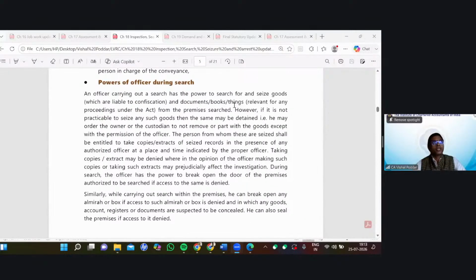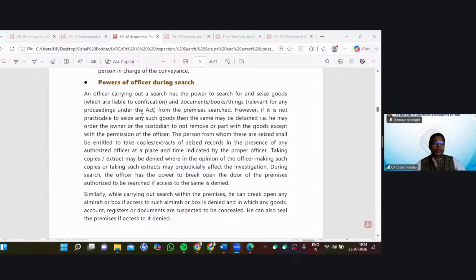So if you see, students, in all these cases the basic ideology is that you are resorting to any such act which is in the eyes of law an attempt to evade payment of tax, and that will make your goods liable for confiscation, and it will empower the officer to conduct search. Now comes the important point. The officer who is carrying out search has the power to search and even seize, obviously, goods which are liable for confiscation. And besides goods, they can even seize documents, books, things which are relevant to the proceedings.